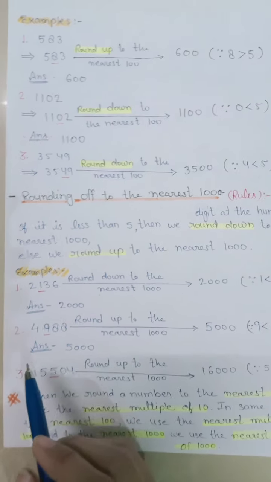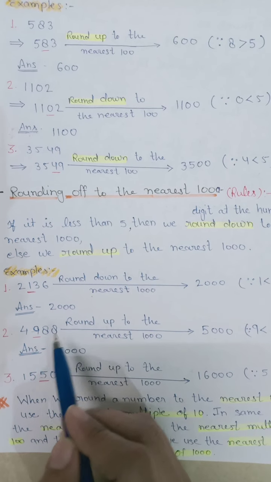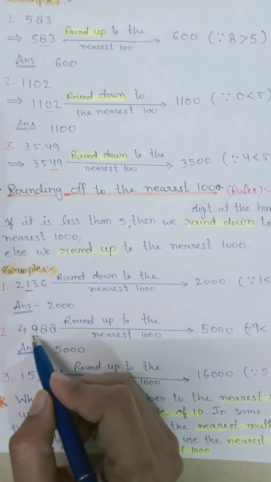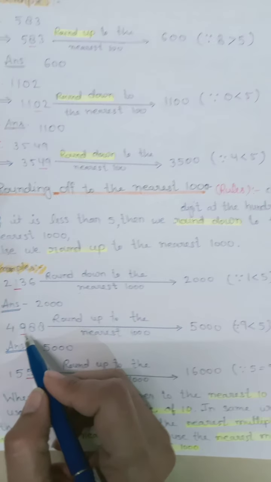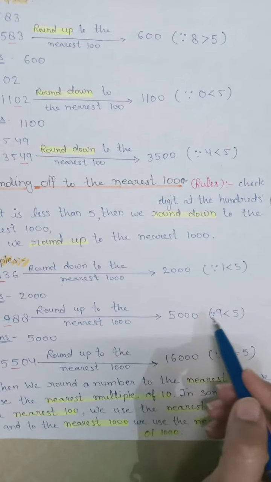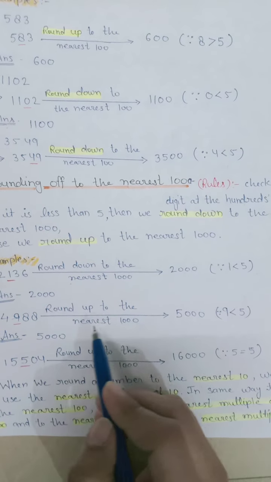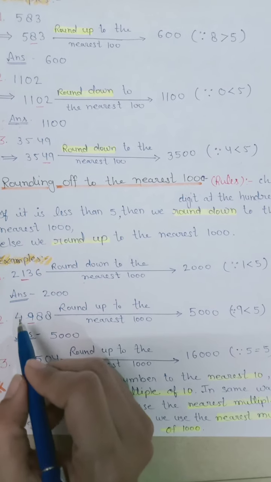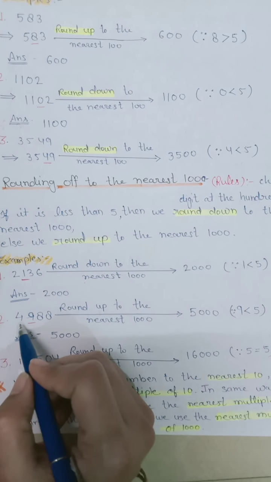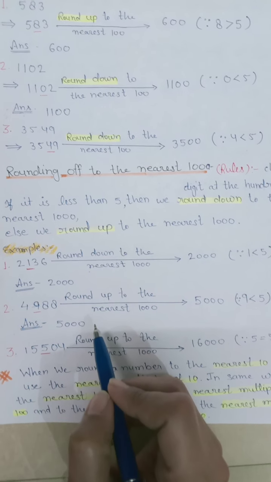Okay. Now come to example number 2, 4988. Again, we will check the number at the 100 place. The number is 9 and 9 is greater than 5. So we have to round up here. Round up to the nearest 1000. Round up means we have to increase the thousands digit by one. So we get the answer 5000 here.